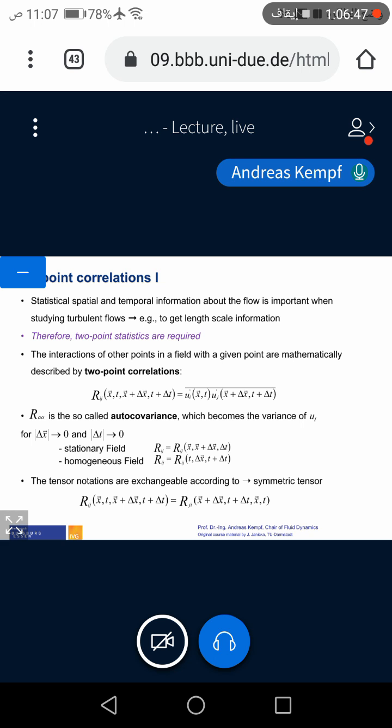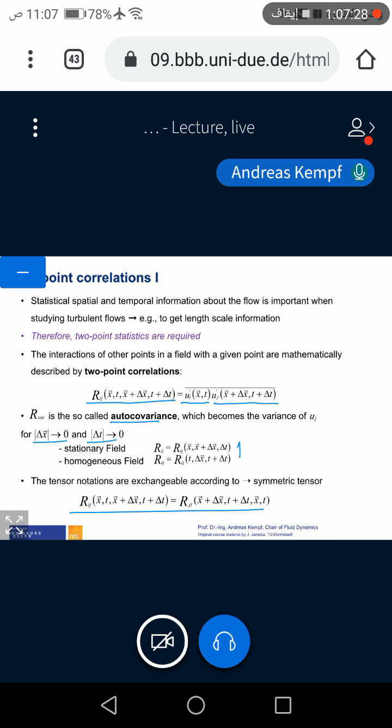And we can describe the interactions of points in a field with a given other point mathematically by so-called 2-point correlations. So this here can be calculated as the velocity fluctuation u_i prime at a point x and at a point x plus delta t, and this gives us the correlation. This is the autocovariance, and for the distance between the points in space and in time approaching 0, we get to the limit that is given here. We have a tensor notation for that.